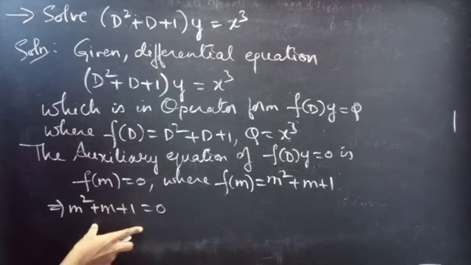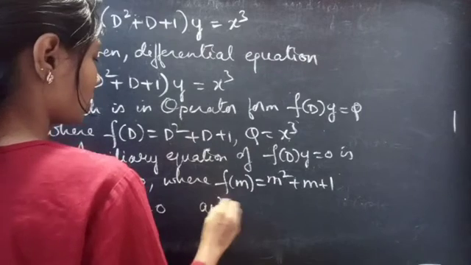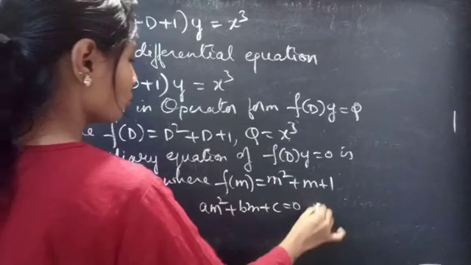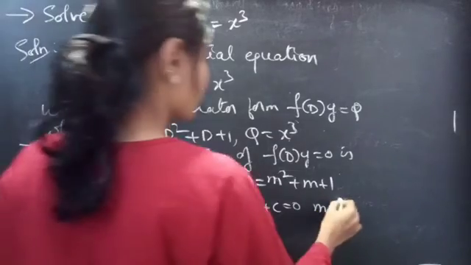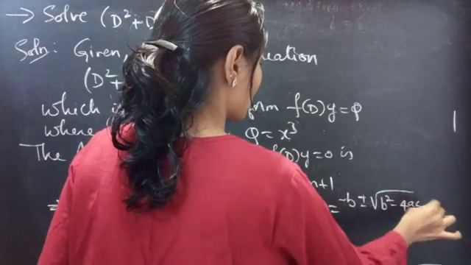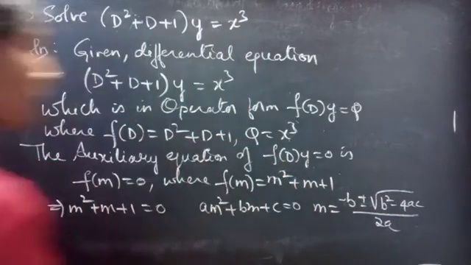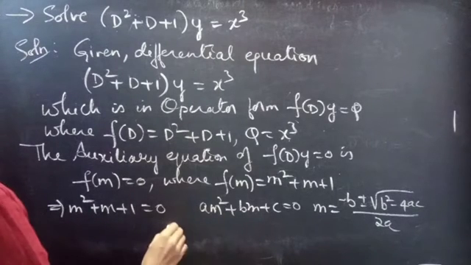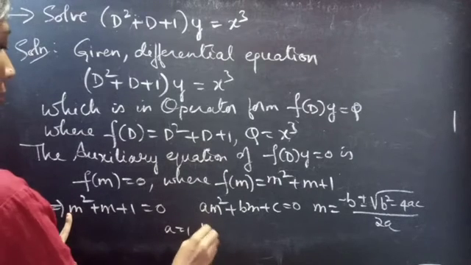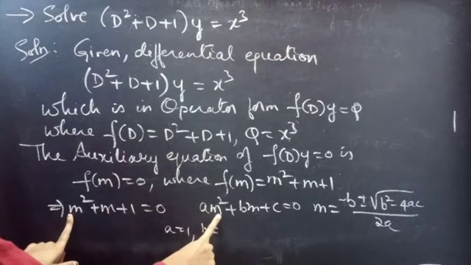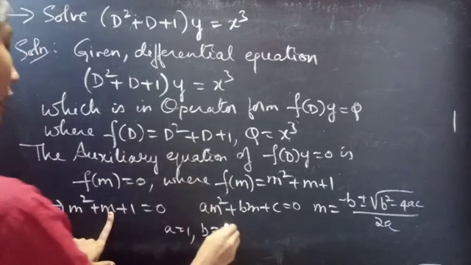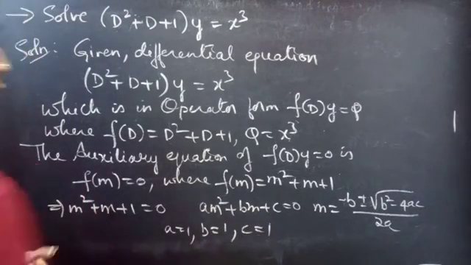Now let's compare this with the quadratic equation a m square plus b m plus c equals to 0 and use the quadratic formula to find the roots. m equals to minus b plus or minus square root of b square minus 4ac by 2a. Compare these two equations and we'll get a equals to 1. Sorry, the coefficient of m square is a equals to 1. By comparing the coefficient of m, we'll get b equals to 1 and c equals to 1.